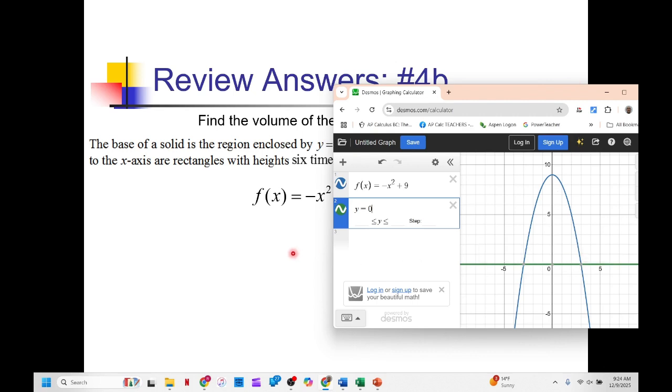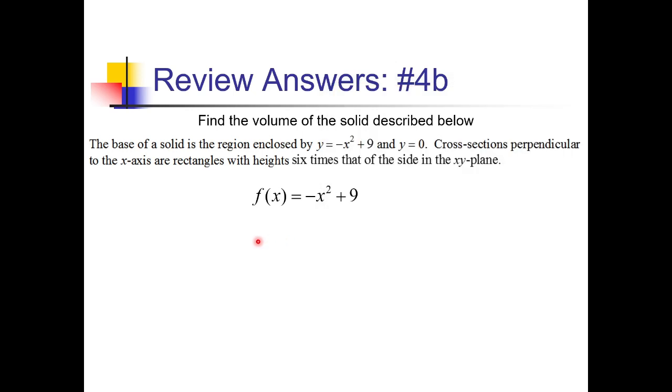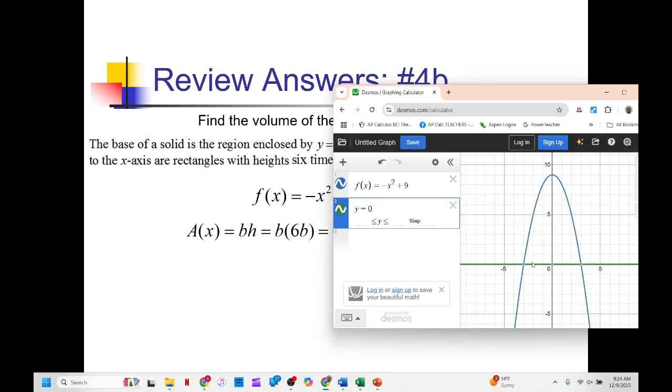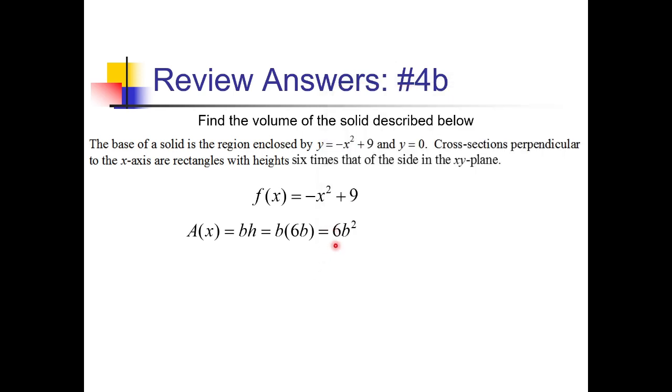Now the area formula for a rectangle is in general base times height. They said the height was 6 times the side in the plane, so 6 times the base. So this is really b times 6b, or 6b squared. And since the base of these rectangles is just the distance between f of x and 0, we can write this as 6 times f of x squared.